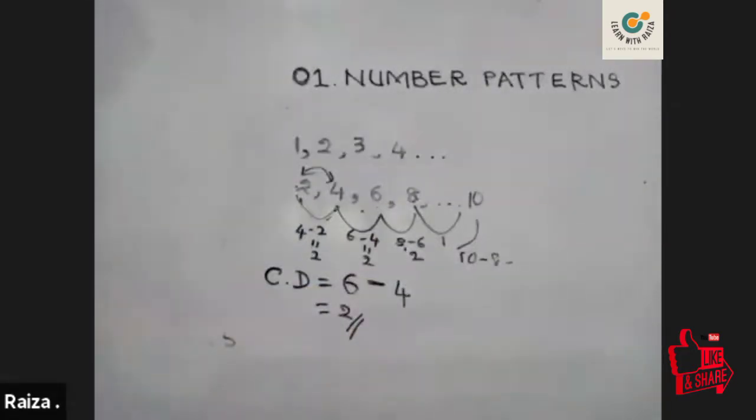So you can find the common difference of any number pattern by subtracting the previous term from another term of the pattern, but not the first term. Definitely you can't use the first term. In some patterns it gets wrong. In this pattern it works, but in some number patterns, you don't get the same answer.